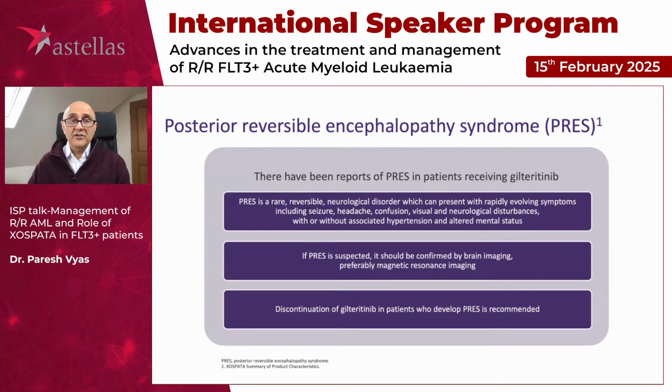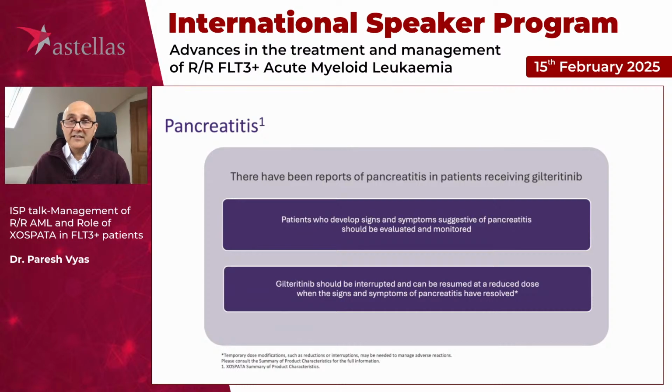In terms of PRES, as you know, this is a clinical diagnosis in the first instance, a reversible neurological disorder, typically with seizure, headaches, and confusion, occasionally with other disturbances. And MRI is the imaging of choice. So with the right MRI appearances and clinical appearances, you can make a diagnosis of PRES. It is usually reversible. We've never seen this cause long-term neurological sequelae. So just stop the gilteritinib. You cannot restart if you have PRES. Pancreatitis, I've never seen it, but it is reported. So with the classic symptoms and signs of pancreatitis: stop the gilteritinib, provide supportive care.